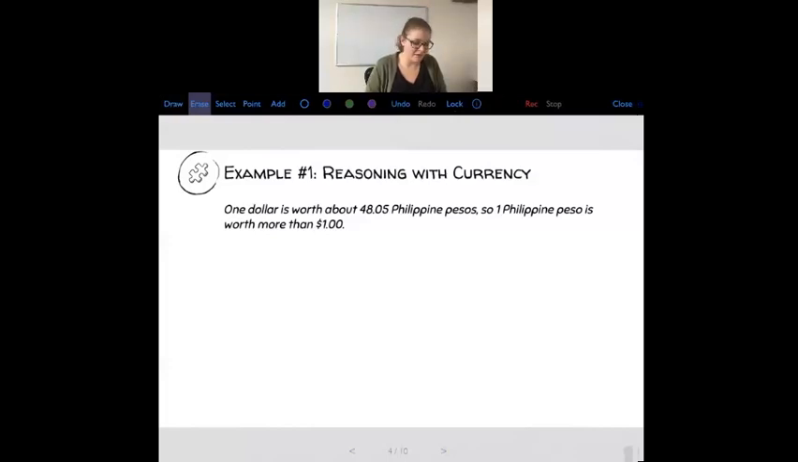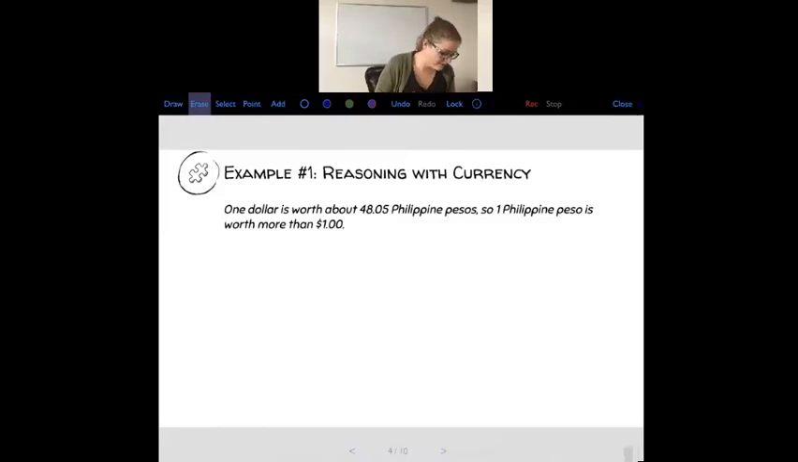Example 1, we'll talk about reasoning with currency. So this would be a question of, does it make sense? So let's say you're given $1 is worth about 48.05 Philippine pesos. So does it make sense then to say that 1 Philippine peso is worth more than $1? Well, if $1 is equal to 48.05 Philippine pesos, it means that a peso is worth a fraction of $1. So you don't even need to know how much it translates from Philippine pesos to dollars to know that using reasoning it would be worth a fraction of $1.